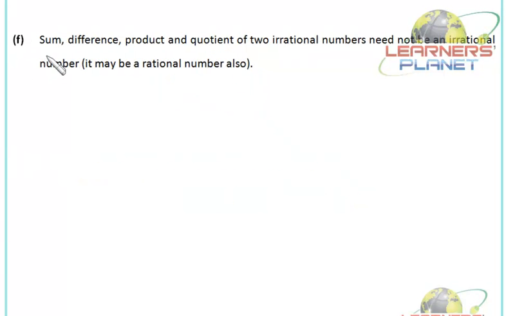Now let's see the next point. The sum, difference, product and quotient of two irrational numbers need not be an irrational number. It may be a rational number also. Now let's see how it is possible. Suppose I have an irrational number, that is 3 plus root 2, and one more irrational number, that is 3 minus root 2. Now suppose I am going to add them. Root 2 and root 2 will be cancelled, and I will get the sum as 6, which is a rational number. So the sum of two irrational numbers can be a rational number.